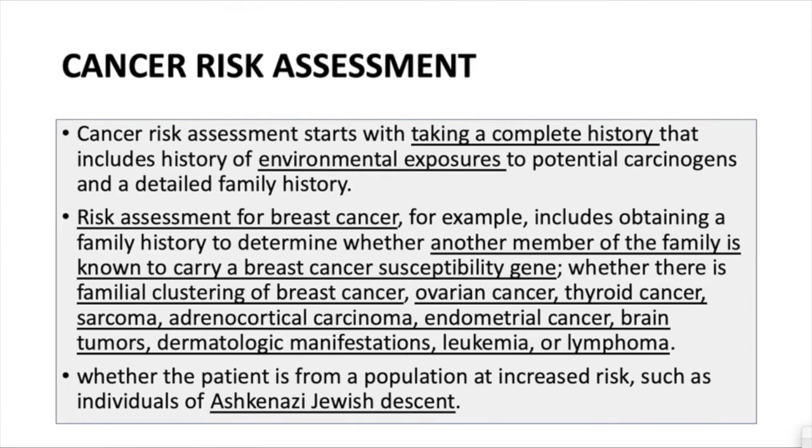Cancer risk assessment mainly starts with taking a complete history that includes environmental exposure to potential carcinogens and a detailed family history. The risk assessment for breast cancer, for example, includes obtaining family history to determine whether another member of the family is known to carry a breast cancer susceptibility gene, or whether there is familial clustering of breast cancer, ovarian cancer, thyroid cancer, or any other tumors or cancers like endometrial cancer, brain tumors, dermatologic manifestations, leukemia or lymphoma, and also to know if the patient is of Ashkenazi Jewish descent.